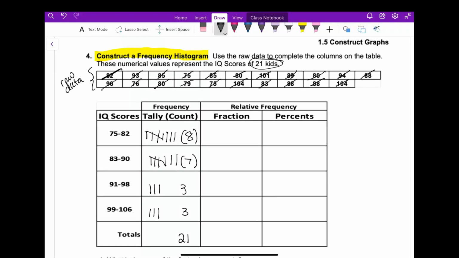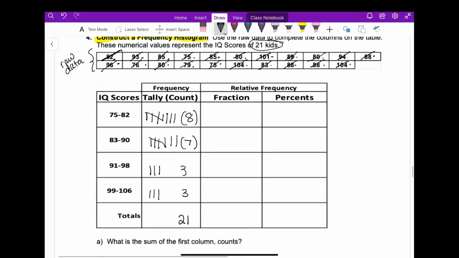If they didn't tell me that, I would count them all. 1, 2, 3, 4, 5, 6, 7, 8, 9, 10, 11, 12, 13, 14, 15, 16, 17, 18, 19, 20, 21. This seems like a silly step, but it's so important. Imagine you did all of these calculations and all of your answers were wrong because you missed one data point. So make sure you count them before you start working on everything else. Let's go into our fraction.